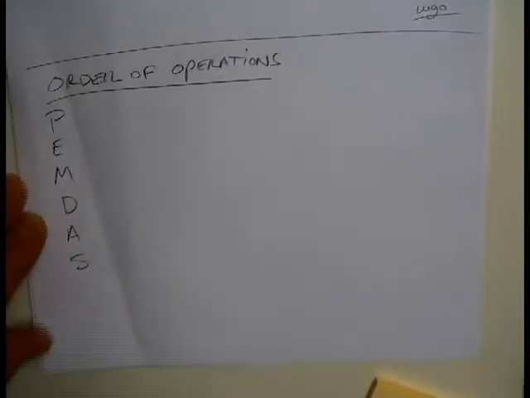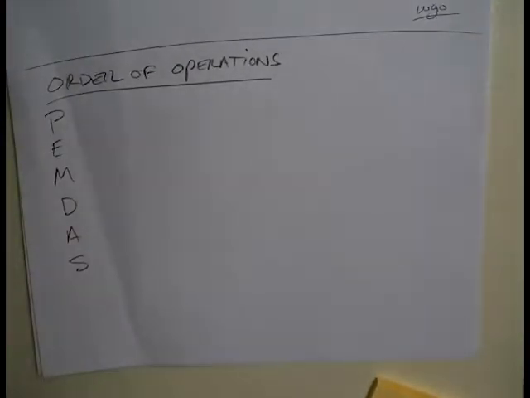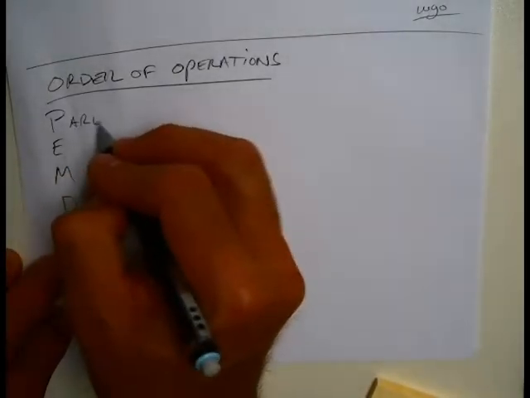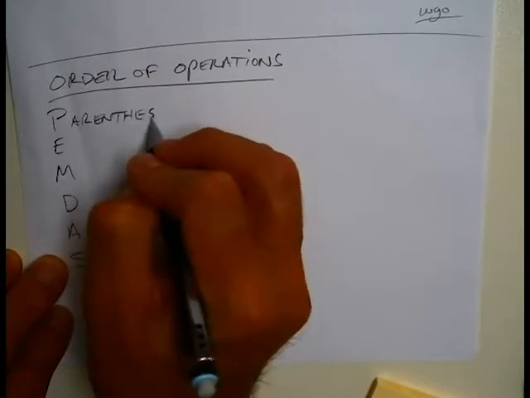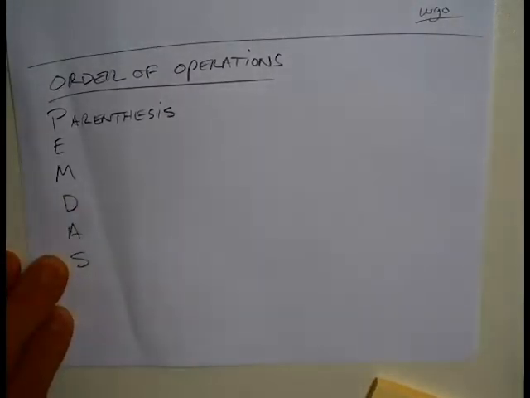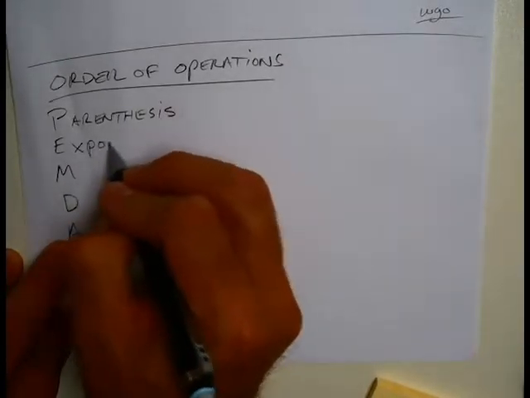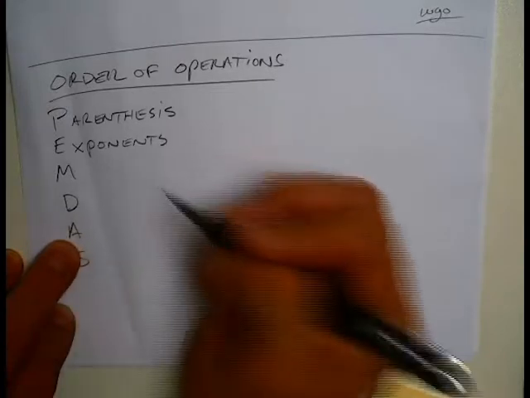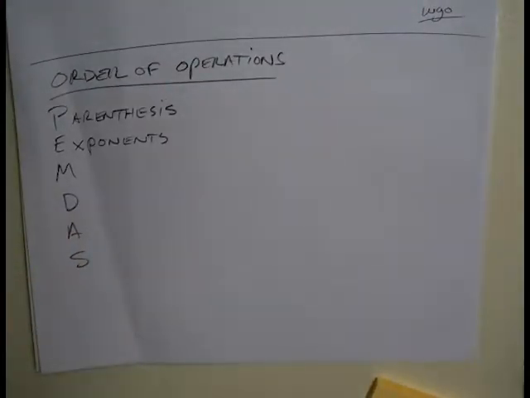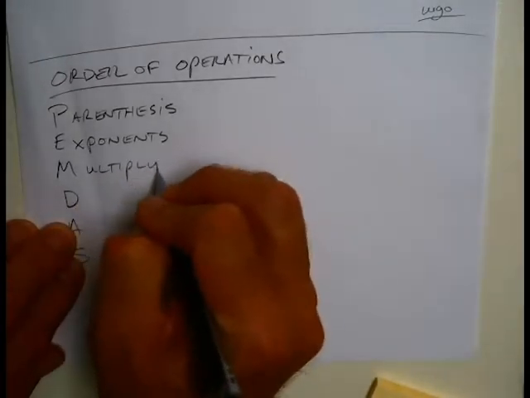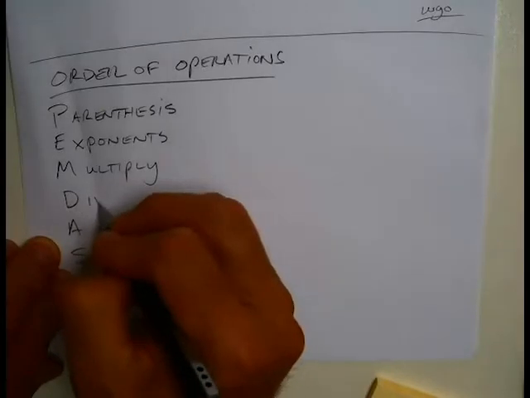So PEMDAS is a way of helping us remember the order of operations, which is critical in math. The P stands for parentheses. And that's what you always have to do first. You do what's inside the parentheses first, or sometimes we do distributive property if we have to. I always wait, see if only if I have to. The next thing is exponents. It also includes radicals, square roots, and things like that.